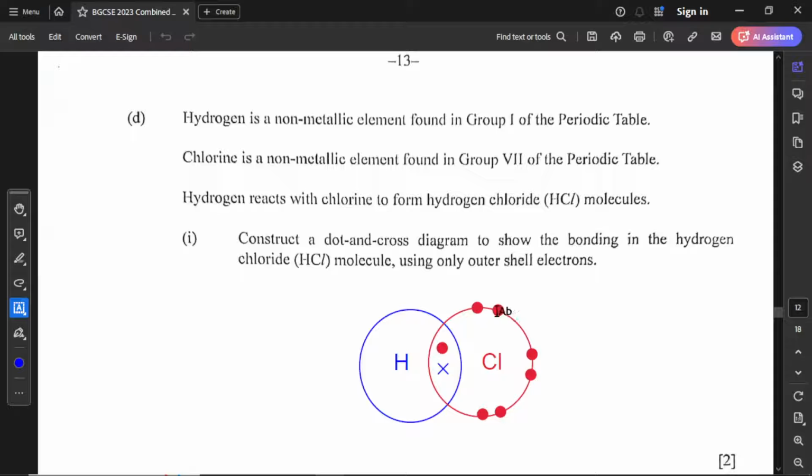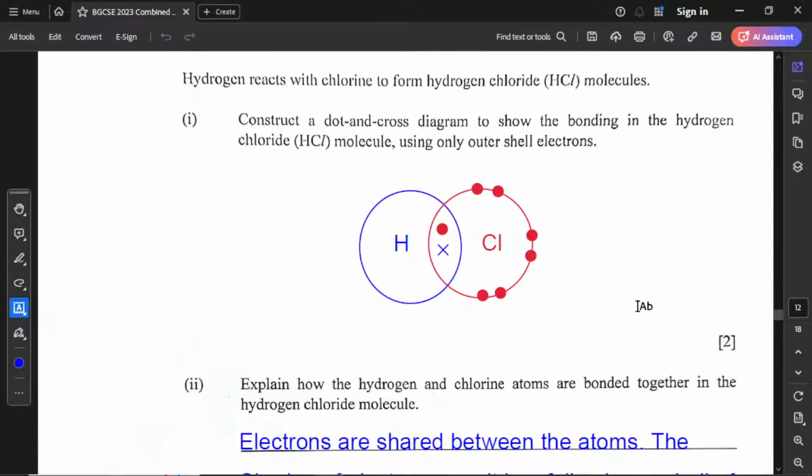So therefore, chlorine will give up 1 in the sharing. Hydrogen gives up its only 1 in the sharing. And so around the blue shell, you notice that there are 2 electrons. And around the red shell, you notice that there are a total of 8 electrons. All right, so that's how we have hydrogen chloride or hydrochloric acid.